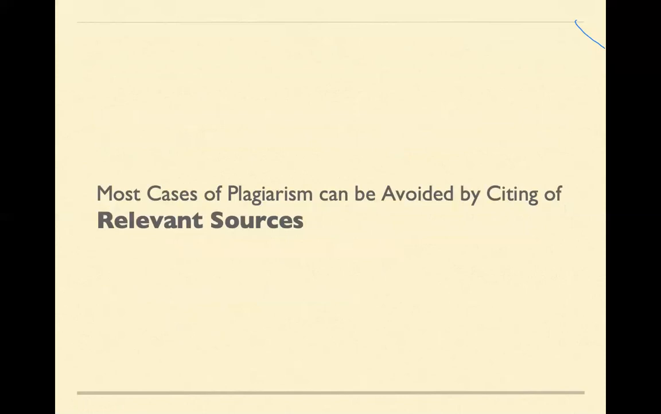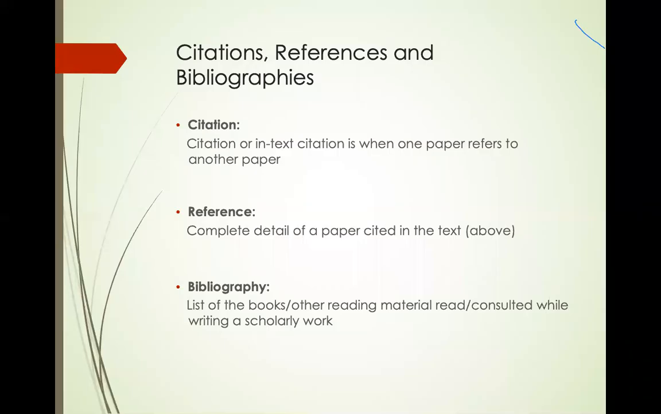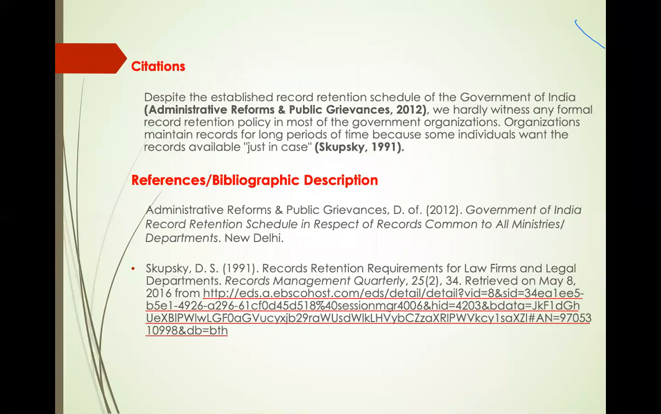So as I said last time also, most cases of plagiarism can be avoided by citing relevant sources. The citations, references, bibliographies, you all know. But let me just tell you briefly what a citation is. Say this is a citation of a paper where you see this particular document was used, and the full reference is this.